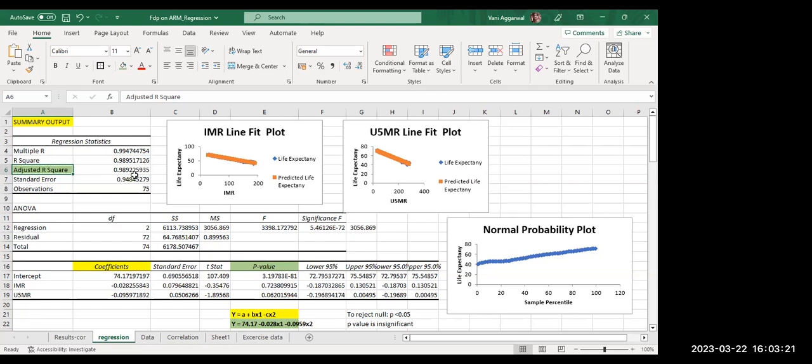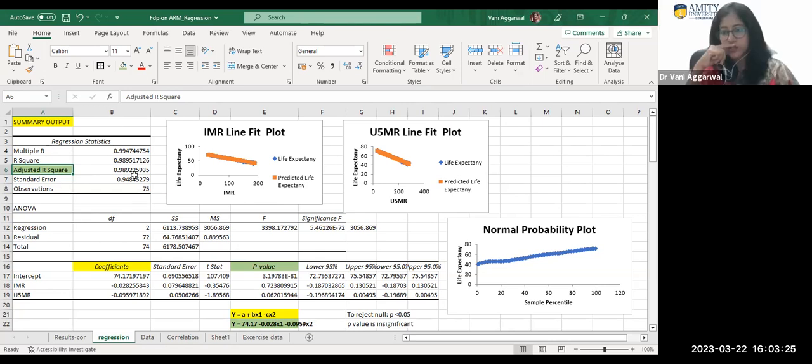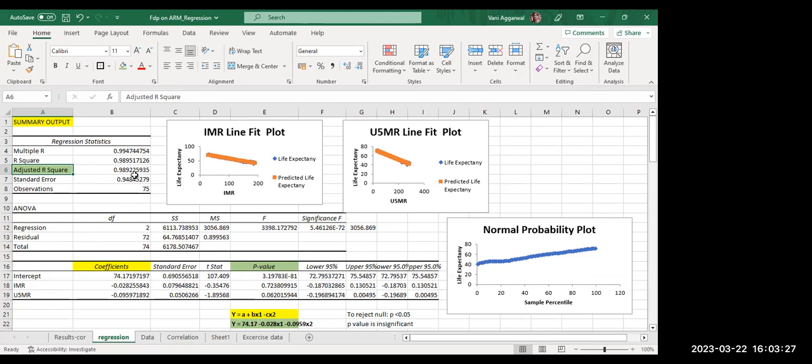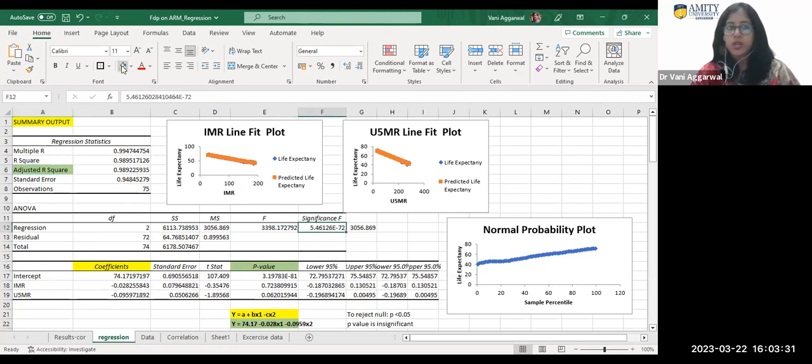Tell me. P-value in ANOVA, F, significance. In ANOVA, which value? P-value. P-value of F, this significance F. Yes. Okay, this will give me the second answer.